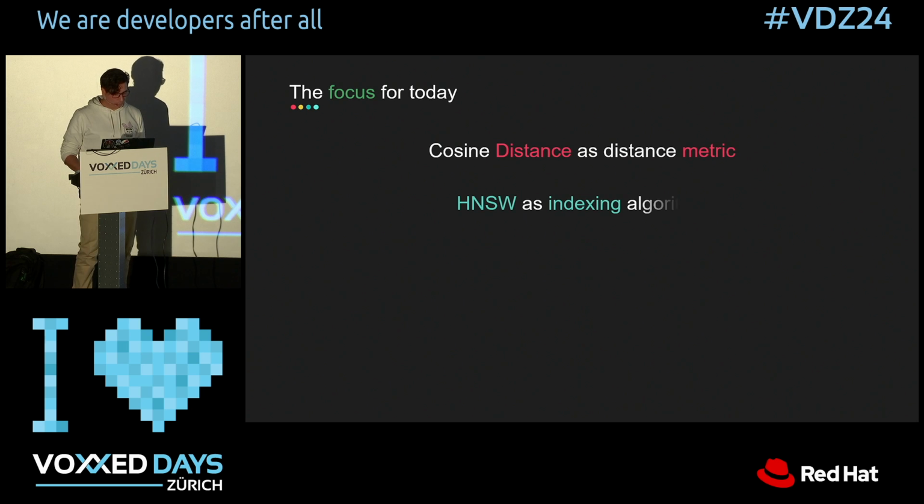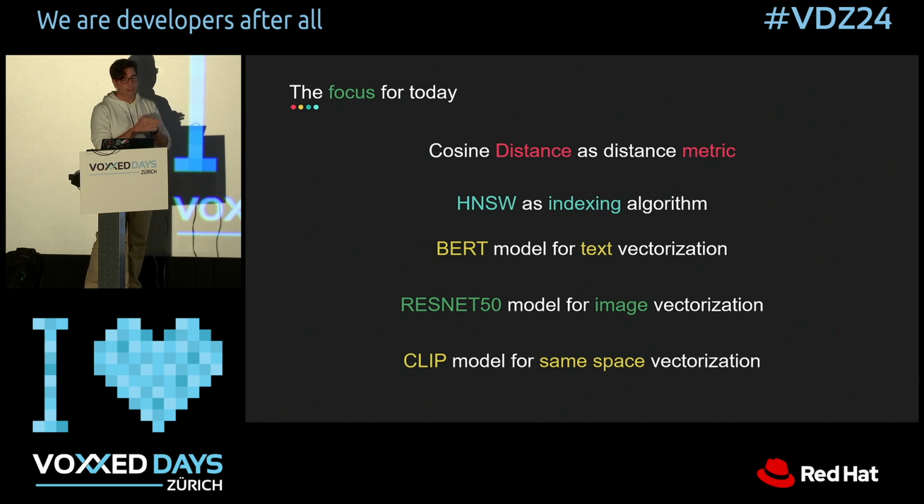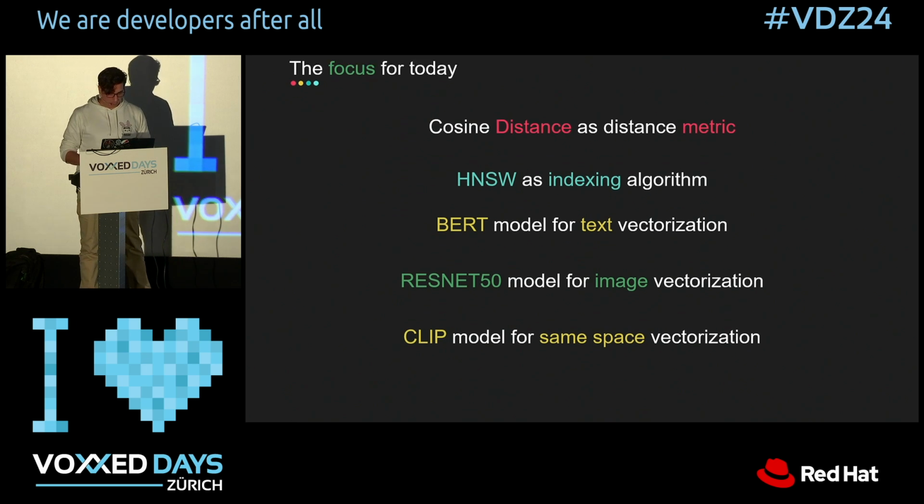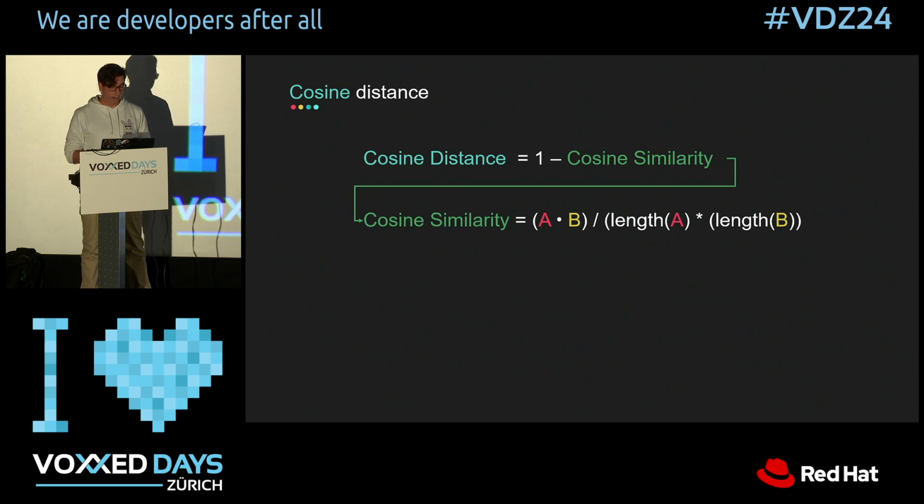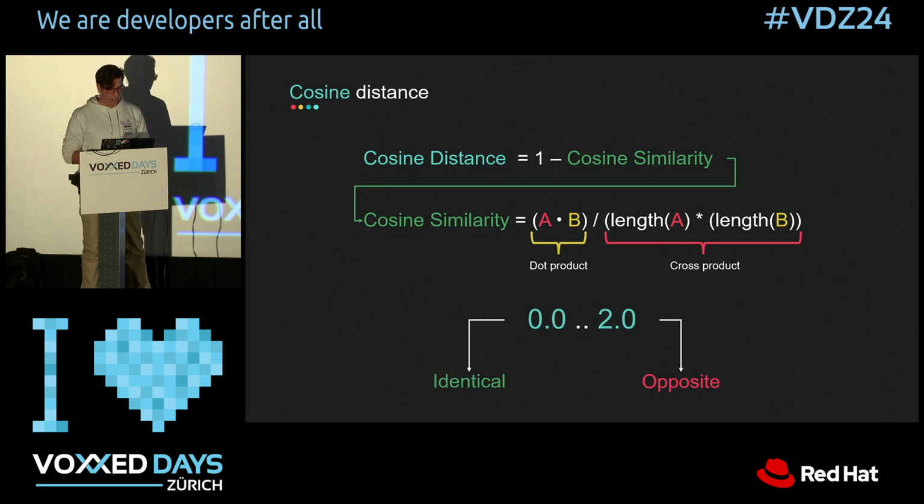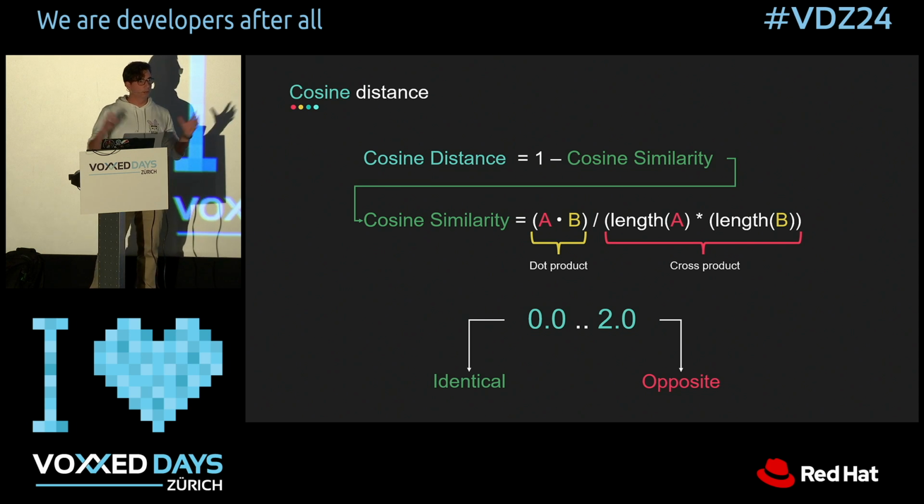All right. So for today, we'll be using cosine distance as a distance metric, hierarchical navigable small worlds as our indexing algorithm, and BERT, ResNet 50, and CLIP models for all kinds of vectorization we do. First, the cosine distance. This is the formula for the cosine similarity. Complex, I know, but what's more important is if the distance is 0, two vectors are close to each other, and if it's 2.0, that means two vectors are opposite to each other.